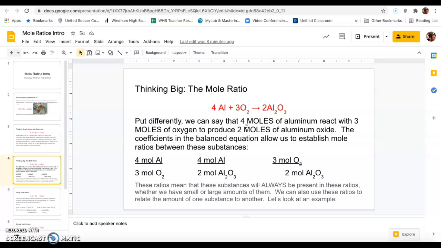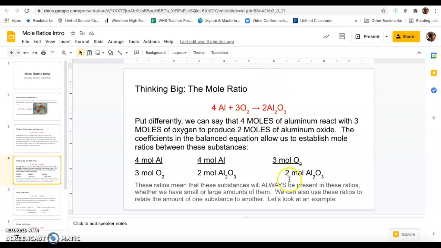We could put this differently, and we can say, because a mole of any substance is the same amount of particles, that 4 moles of aluminum, that is 4 times that very large number of atoms, reacts with 3 moles of oxygen to produce 2 moles of aluminum oxide. Now, we may not have that exact number of moles all the time. In fact, we almost never do. But the coefficients in this balanced equation allow us to establish mole ratios between these substances.